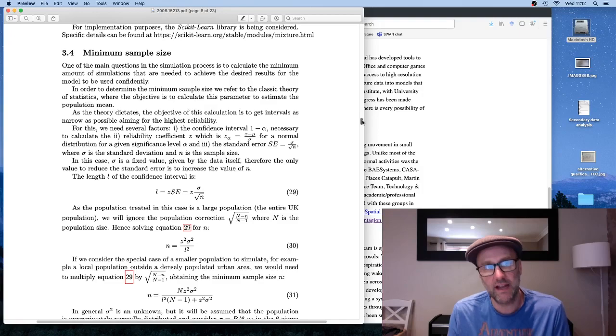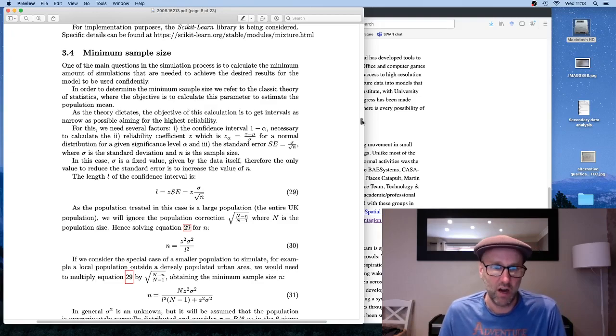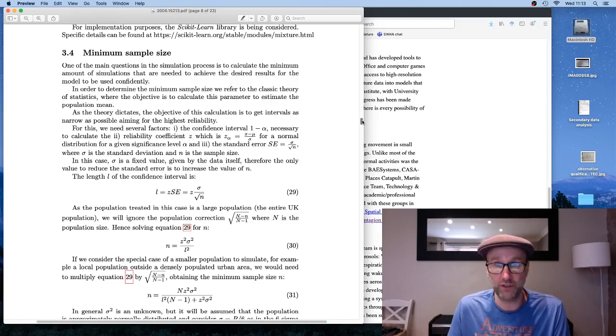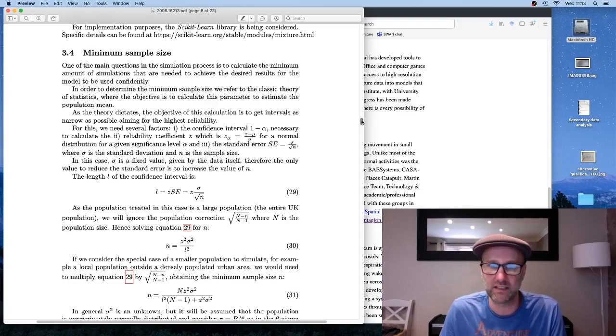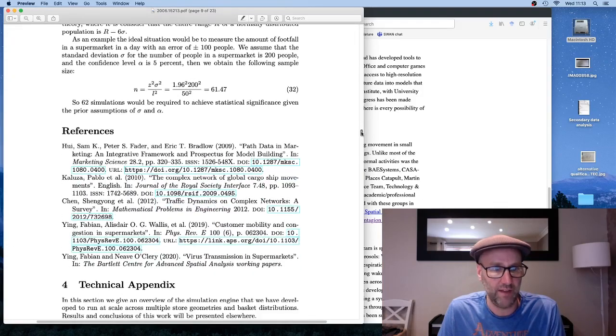Sample size. So this section is talking about some statistics. We haven't talked about the simulation yet, but how many simulations do they need to run? How many times do they need to do their analysis before they can become confident that the results are meaningful? So that's what that bit is. That's some statistics stuff that we won't focus in on. And then we hit the references.